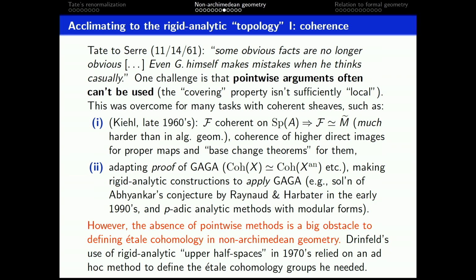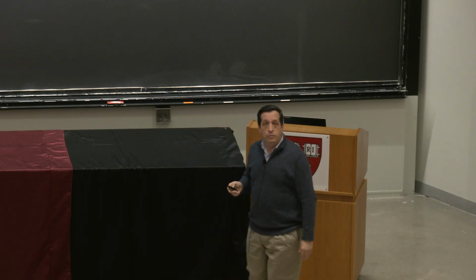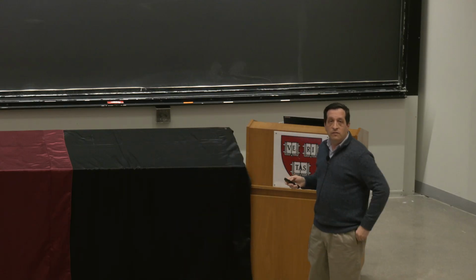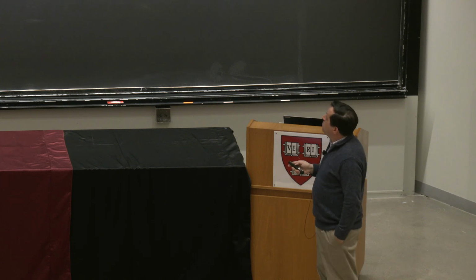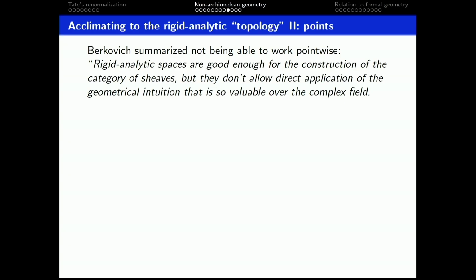When Drinfeld did his work in the early 70s with his upper half spaces, which Jared Weinstein will talk about a bit in his talk later, he was able to make kind of ad hoc definitions for the cohomology groups that he specifically needed. But for later work that people wanted to do, you couldn't really invent the cohomology theory through ad hoc methods. You needed to do something else.